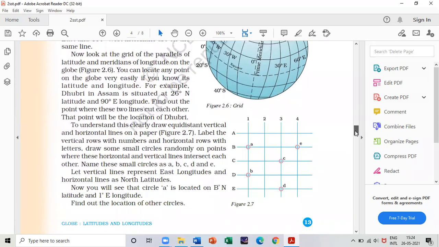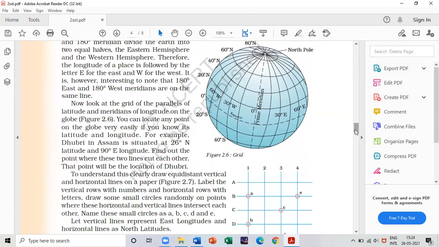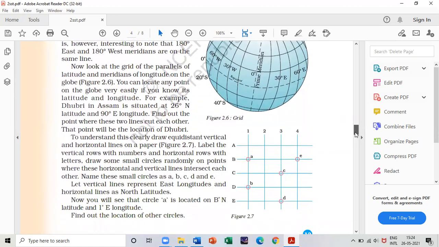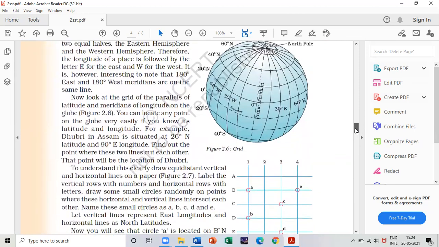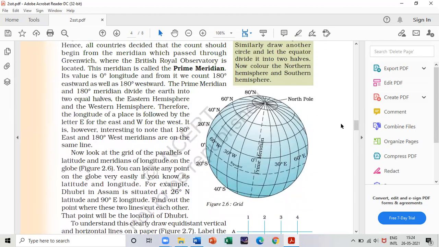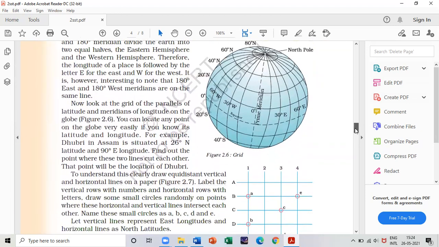An interesting fact is that the 180 degree east and 180 degree west meridians are on the same line. So underline this section: 180 degree east and 180 degree west meridians are on the same line. Follow the grids of the diagram you have beside this, and it will be very easy to remember. And remember carefully all the examples. Examples are very important nowadays for MCQs.